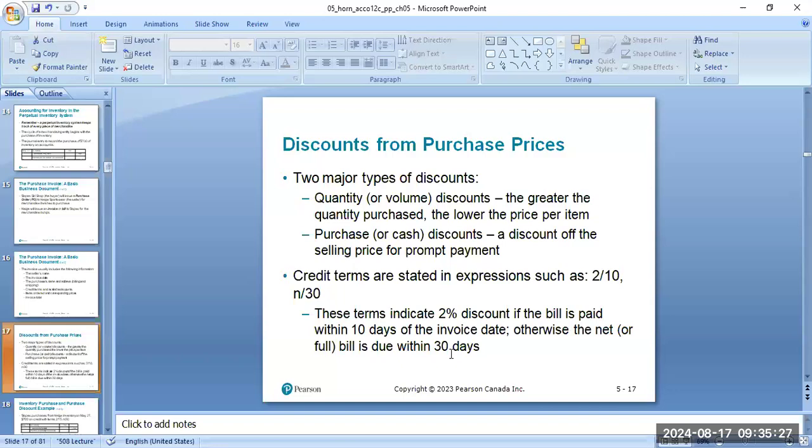Let's say you get a parking ticket. On the parking ticket, the cost is $70. If you pay within 14 days, you have to pay only $50. After 14 days, you have to pay the full amount. That's a perfect example of a cash discount, or purchase discount. We encourage you to pay early.